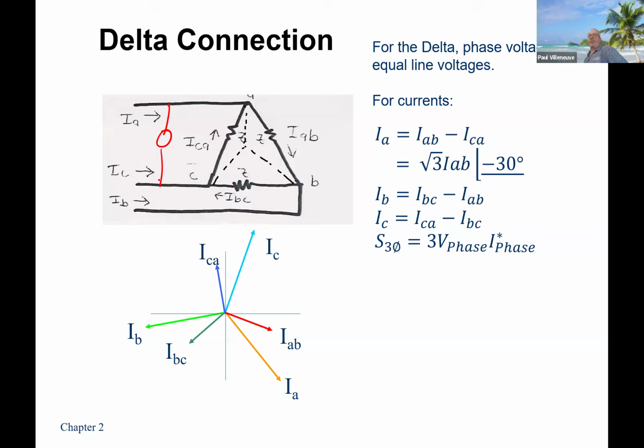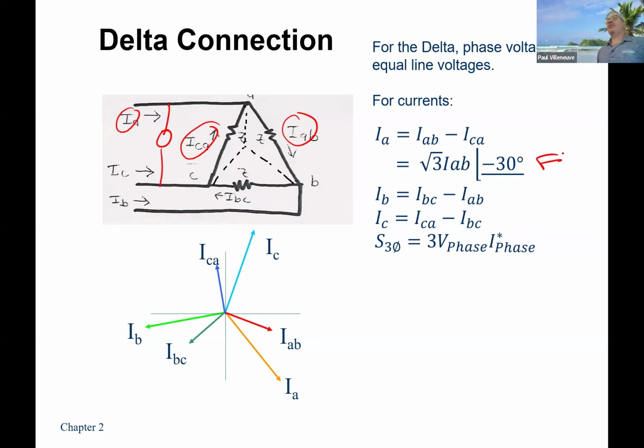The currents are different though, because the current that I can see here is going to be the vector addition of ICA and IAB. When I do that, I end up with that square root of 3 term again, times IAB, and the angle is minus 30 degrees. You can do the same thing for B and for C and get the same results. Power is still the exact same thing, 3 V phase times the conjugate of I phase.